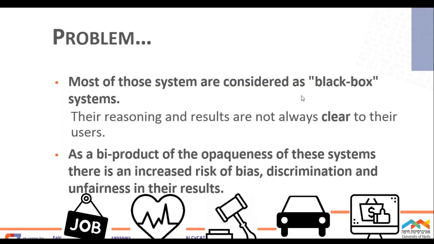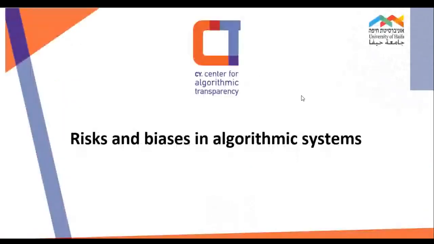As a byproduct of this opaqueness, these systems may be considered, or may actually in fact be, biased. There is the risk of discrimination, there is a risk of unfairness, unfair treatment of their users, and the challenge is actually how we can ensure that those algorithmic systems are fair, and how we can ensure that these systems are also perceived as fair by their users.